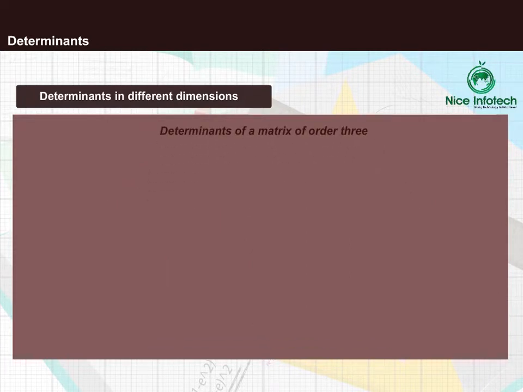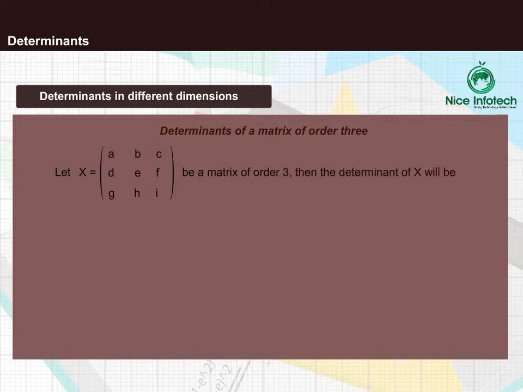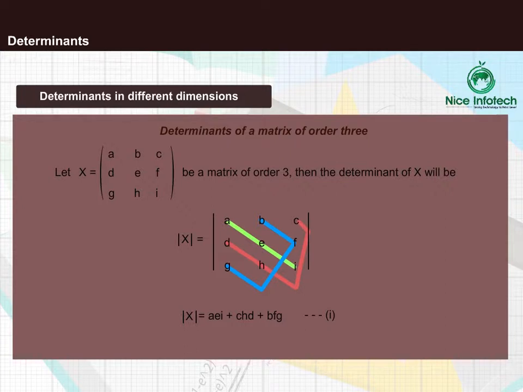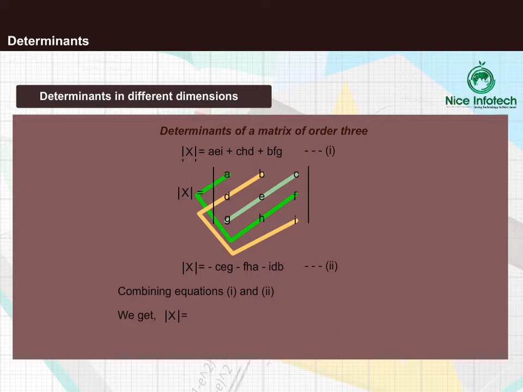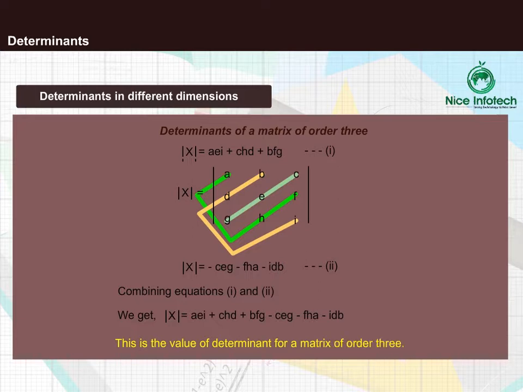Determinant of a matrix of order 3. Let X equal to A, B, C, D, E, F, G, H, I be a matrix of order 3, then the determinant of X will be, we get determinant of X equal to A into E into I plus C into H into D plus B into F into G minus C into E into G minus F into H into A minus I into D into B. This is the value of determinant for a matrix of order 3.